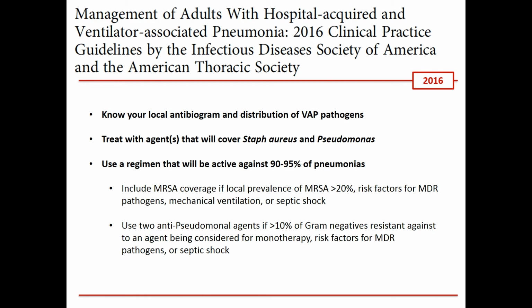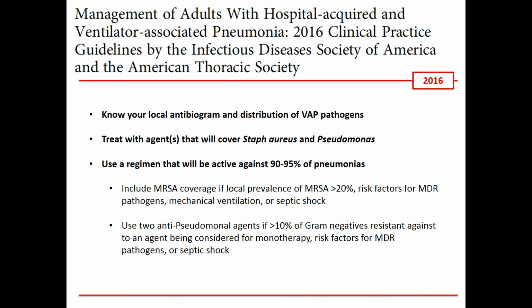Include MRSA coverage if the local prevalence of MRSA overall, not just VAP, is greater than 20%, if there are risk factors for MDR pathogens, mechanical ventilation, or septic shock. And then use 2 anti-pseudomonal agents if greater than 10% of gram-negatives are resistant against whichever agent you're considering for monotherapy, or risk factors for MDR pathogens or septic shock. And again, these are from the 2016 version of the guidelines.